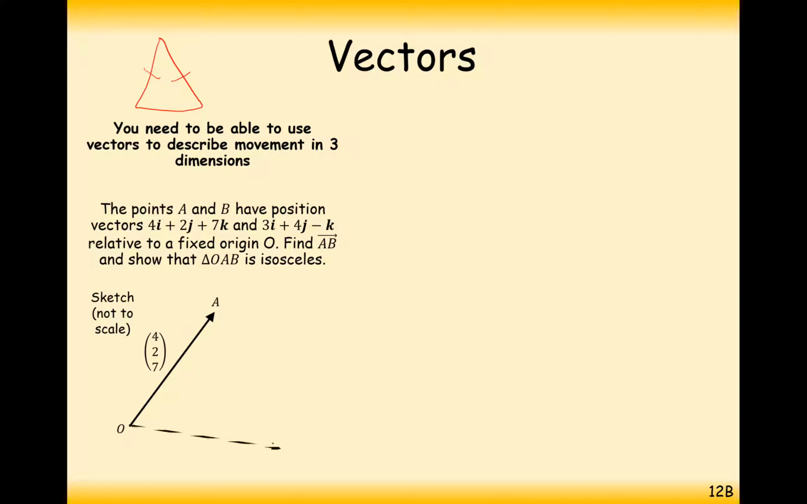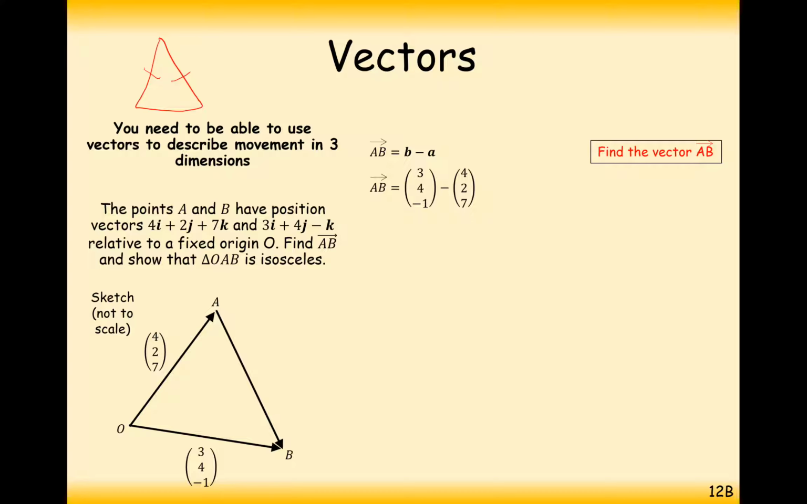So in this case here, let's draw ourselves out a diagram. We've got two position vectors here, 4, 2, 7 and 3, 4, minus 1, relative to a fixed position O. And I can see here that O is going to be one of the vertices in my triangle, so I'll include O in my diagram as well. And let's join A to B together as well. Find A to B. Okay, so the first thing to do would be to find A to B, and the way we do that is by doing B take away A. So we do 3, 4, minus 1, subtract 4, 2, 7, and we get minus 1, 2, minus 8. That's how we get from A to B.